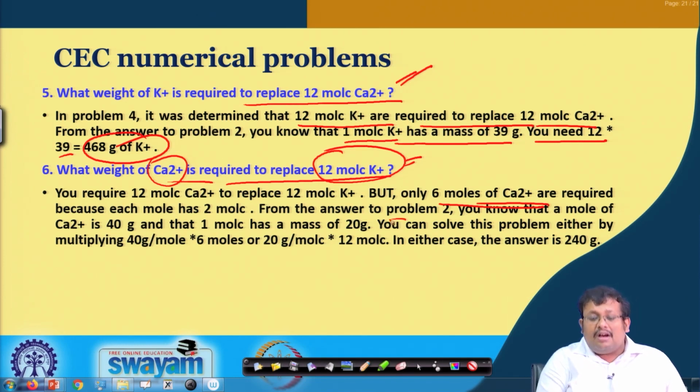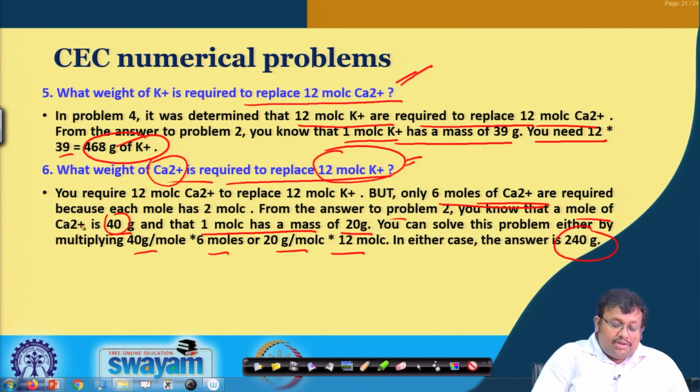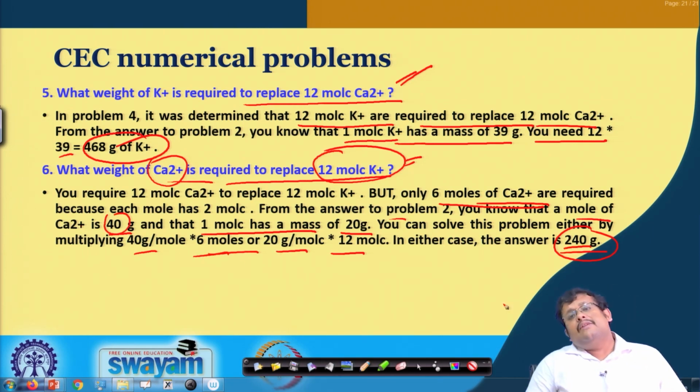From the answer of problem 2, we have already calculated these molar charges. You know that a mole of calcium is basically 40 grams and that 1 molar charge has a mass of 20 grams. So, we can either solve it by multiplying 40 into 6 or 20 into 12. Ultimately, the answer is 240 grams. So, we know that a mole of calcium is 40 grams, so obviously for 6 moles it will be 240 grams. This is how we can solve this problem.